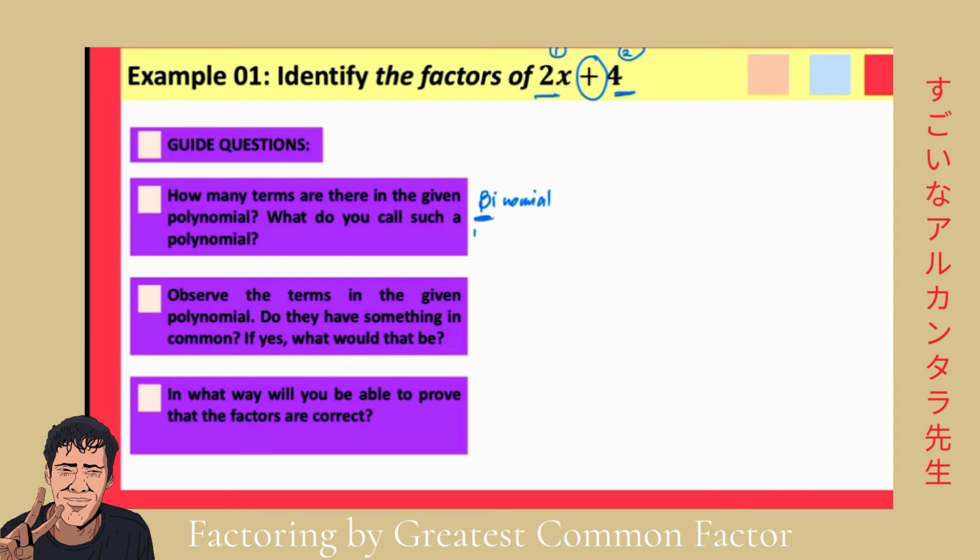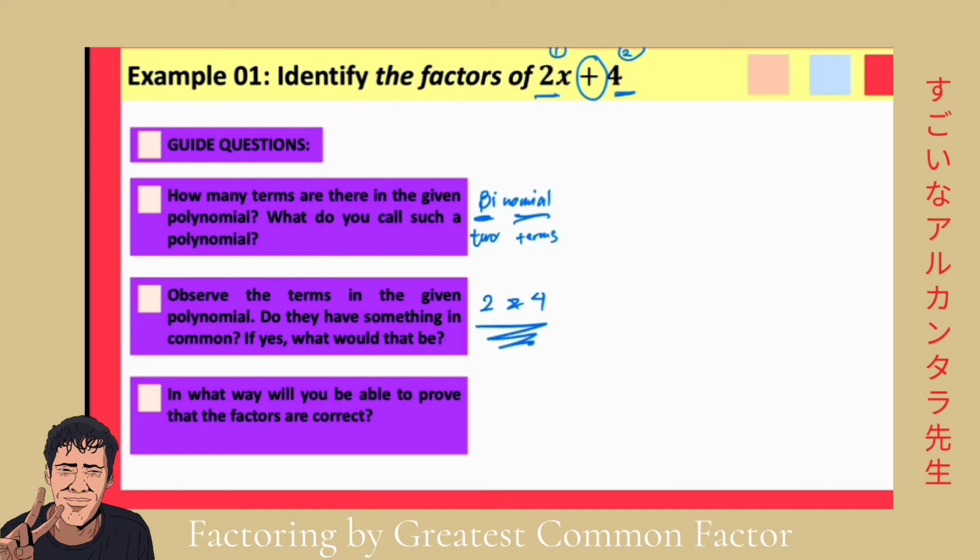Bi means two, nomial means terms. So there are two terms in this given. For the next guide question, observe the terms in the given polynomial. Do they have something in common? If yes, what would that be? So we can say that 2 and 4 has something in common.